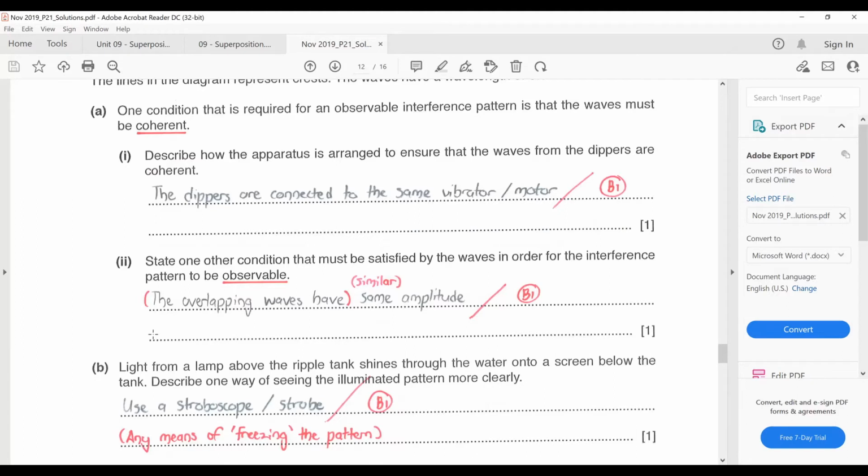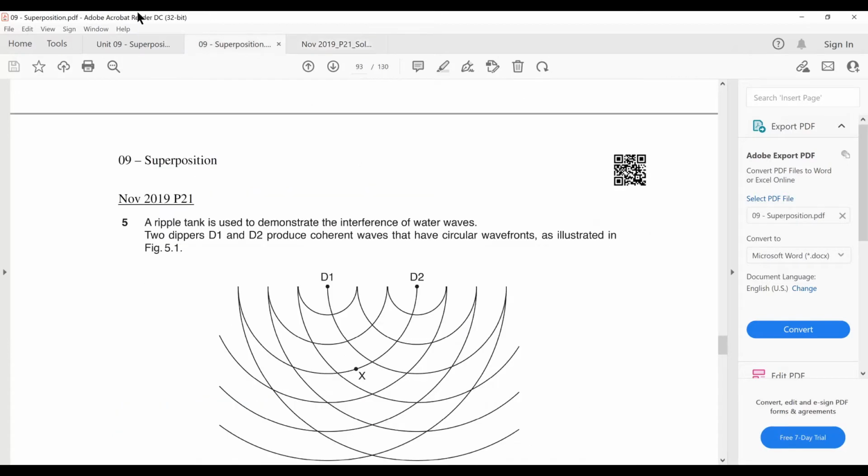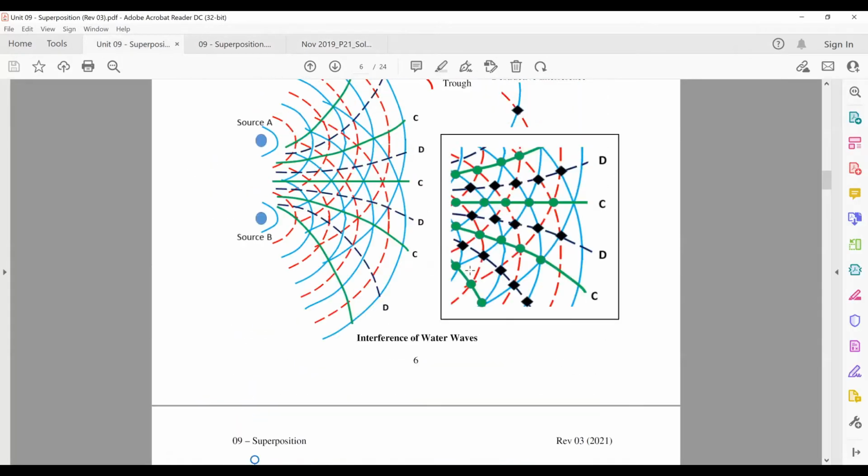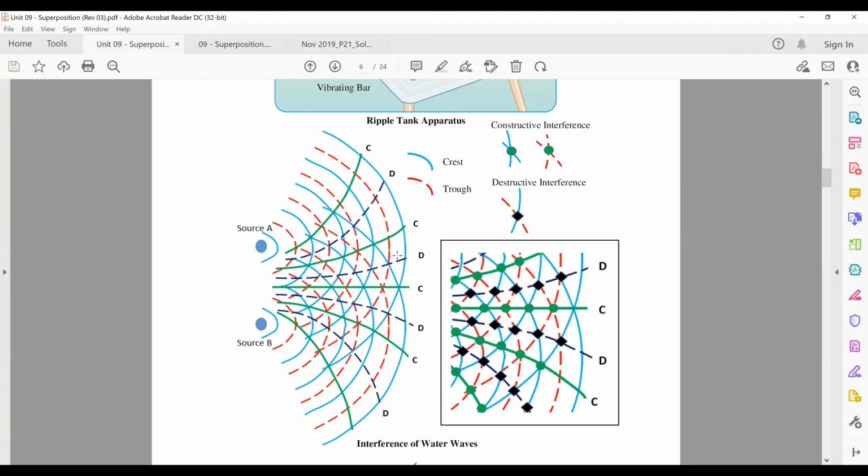All right. So state one other condition that must be satisfied by the waves in order for the interference pattern to be observable. Okay. Now, the overlapping waves must have the same amplitude. Okay, what do we actually mean by this? Now, if I refer back to the little diagram just now in the notes, I mentioned to you your interference pattern is this one, right?